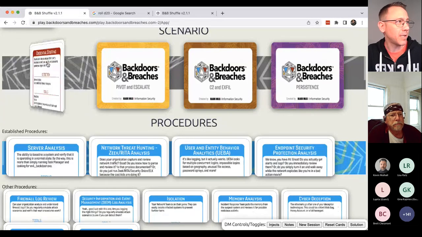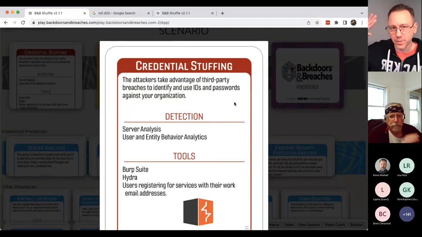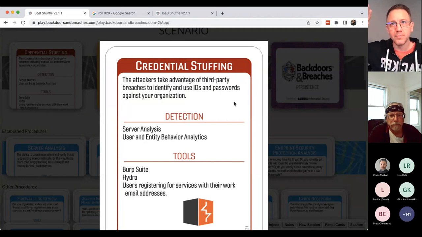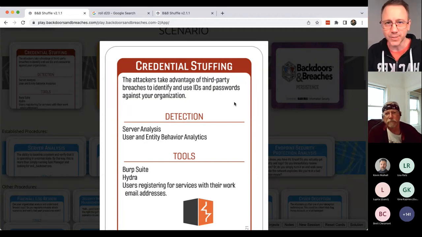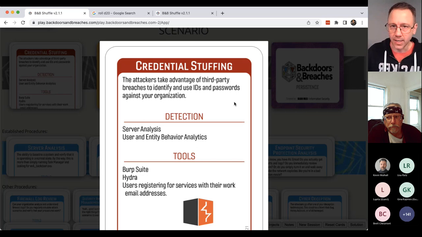Wow, did this break while I was playing? All right, there we go. Credential stuffing. Anyone here ever heard of credential stuffing? Go ahead and raise your hand if you've heard of credential stuffing. All right, so we got one, maybe a couple more. Here's what credential stuffing means for those of you that may not know: there are websites that get breached all the time.